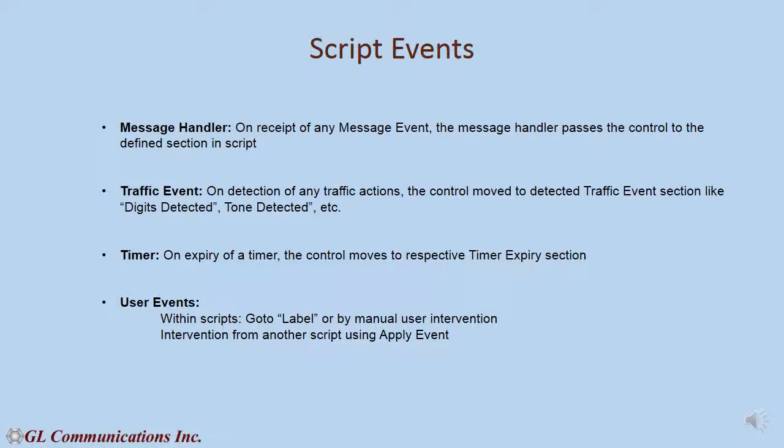In an event-driven script, we can observe different types of script sections, as shown here. Message handler: on receipt of any protocol message, the control moves to the defined section in the script. Traffic event: on detection of any traffic actions, the control moves to the detected traffic event section. Timer: on expiry of any timer, the control moves to the respective timer expired section. User events: these events use Goto label or apply event methods to control the user-defined events execution.